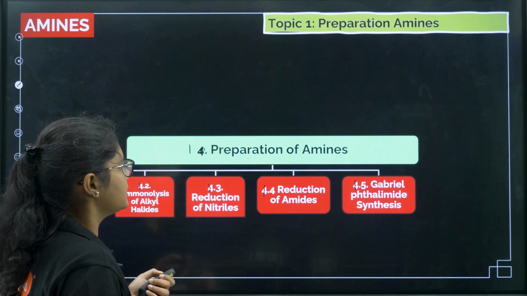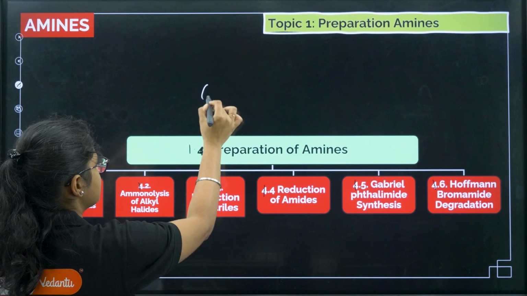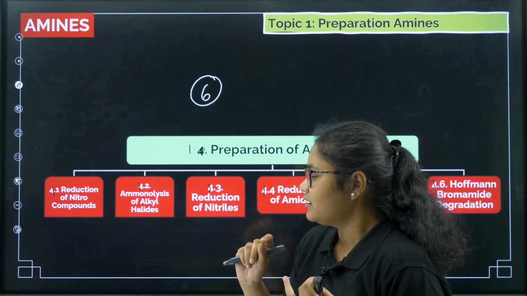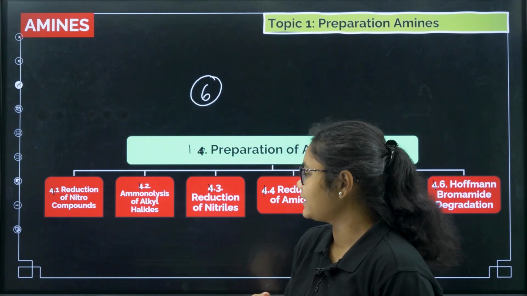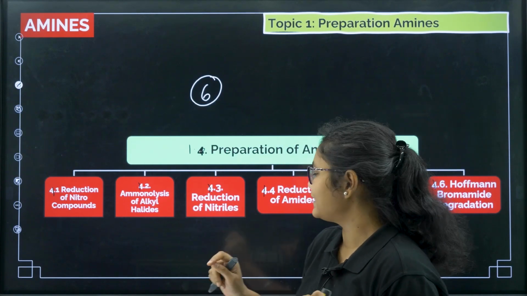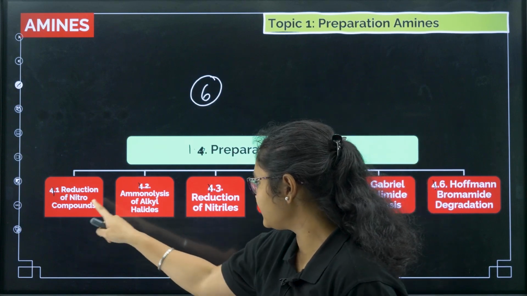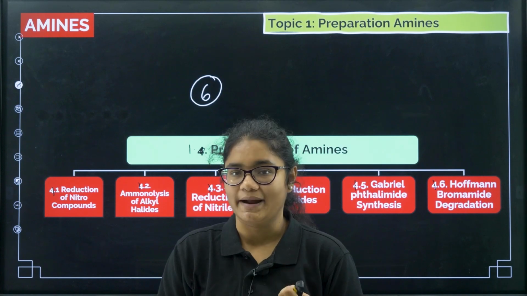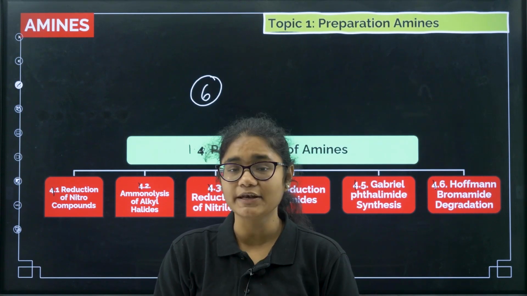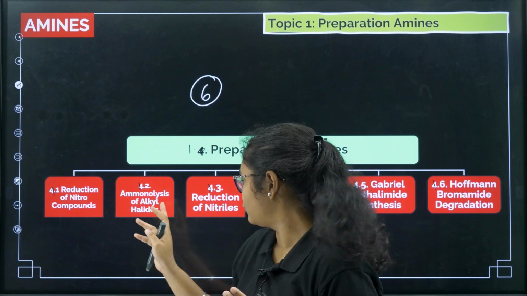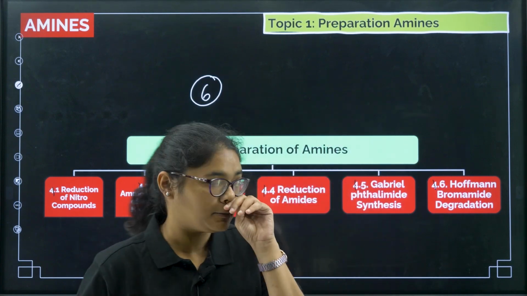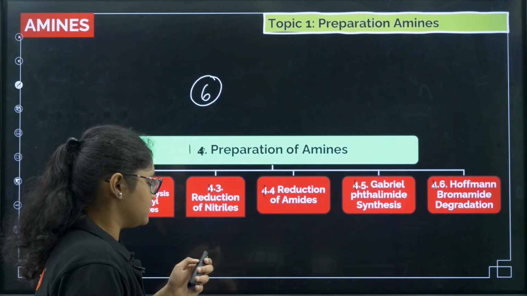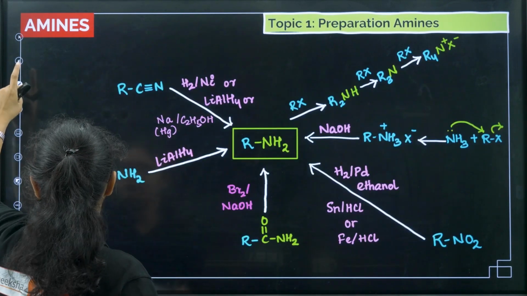So here I'll note down that in the preparation methods there are 6 methods. First is reduction of nitro compounds. Second, ammonolysis of alkyl halides. Next you have reduction of nitriles. Next you have reduction of amides. So you have 3 reduction methods, right? One is reduction of nitro compounds, reduction of amides, reduction of nitriles. Then you have ammonolysis of alkyl halides. Then 2 name reactions, Gabriel phthalimide synthesis and Hoffmann bromamide degradation. Okay, fine.